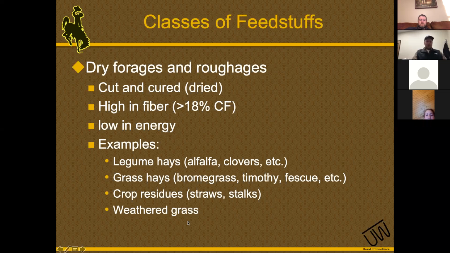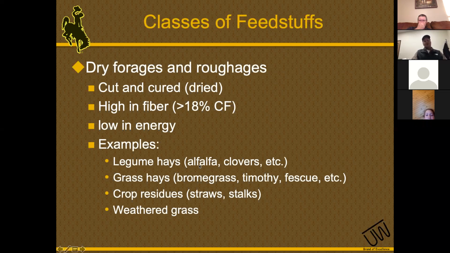One thing I want to say here about low energy, a lot of people would consider alfalfa hay as being high in energy. Truth be told, it's a decent protein source, but on an energetic basis, it's not any different than grass hay. So when we're feeding cows, when we're feeding, well, anything, we don't consider alfalfa to be high in energy. It's high in protein. So important distinction there.